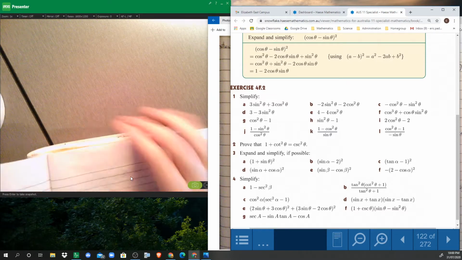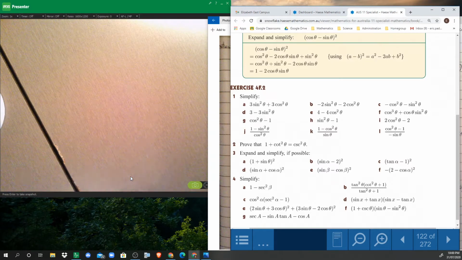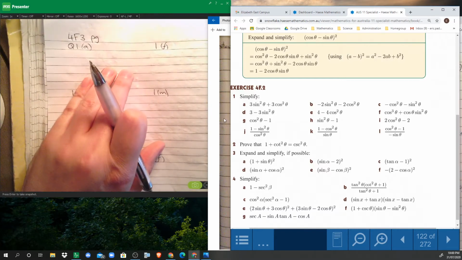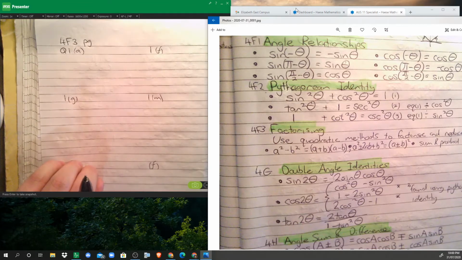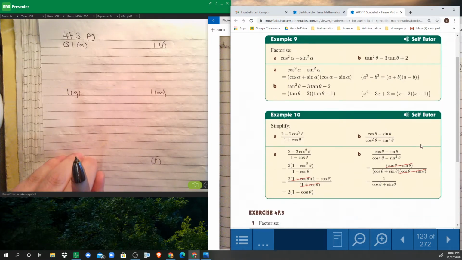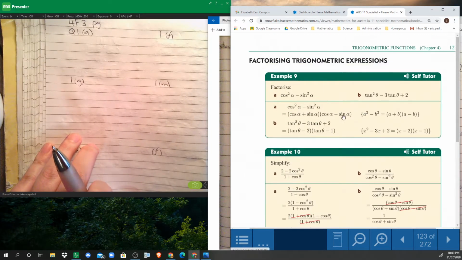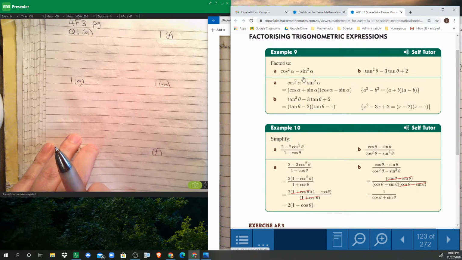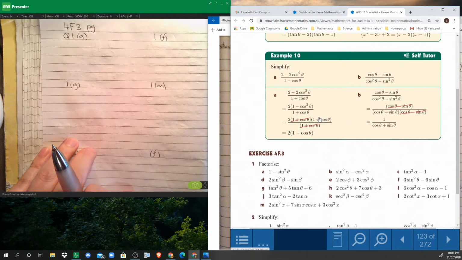That's 4F2, 4F3 coming up, and I've got more after that. Let's remind ourselves, what's 4F3, what are we doing here? We're just using quadratic techniques to factorize. Okay, there's some examples there: difference of two squares, and that looks like sum and product factorization. So you think of trig functions as like x's and y's or a and b's in factorization terms.